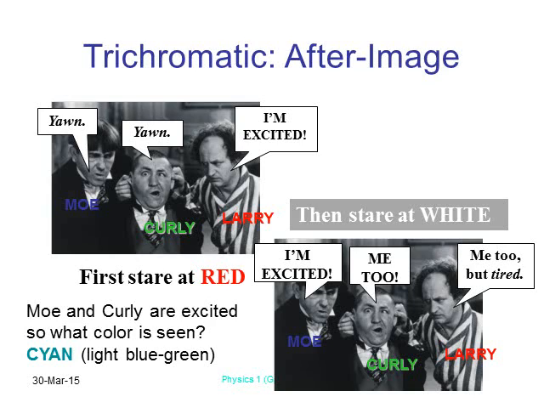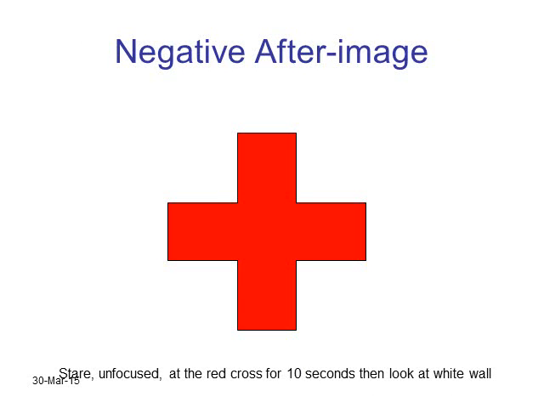All right, after image. What we're going to do is we are going to stare at something and fatigue the receptors. So you're going to stare at something and fatigue that receptor to the point where it just doesn't want to deal anymore. And when you've done that, you should see the complementary color. Think color wheel here.